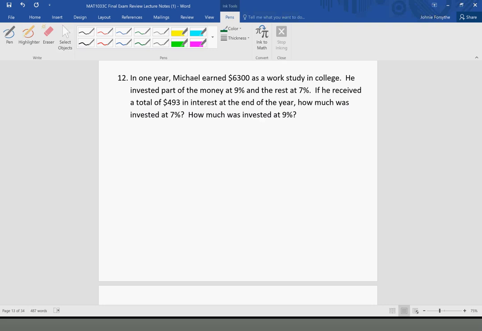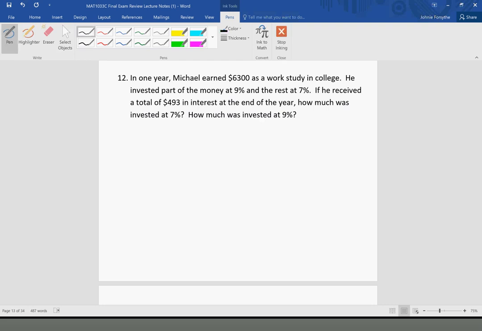So he's going to invest $6,300 in two different accounts. One account you're going to get interest at 9%, and the other account you're going to gain interest at 7%. At the end of the year, he has a total of $493 between the two accounts. And what we want to figure out is how much did he invest in the 7%, and how much did he invest in the 9%.